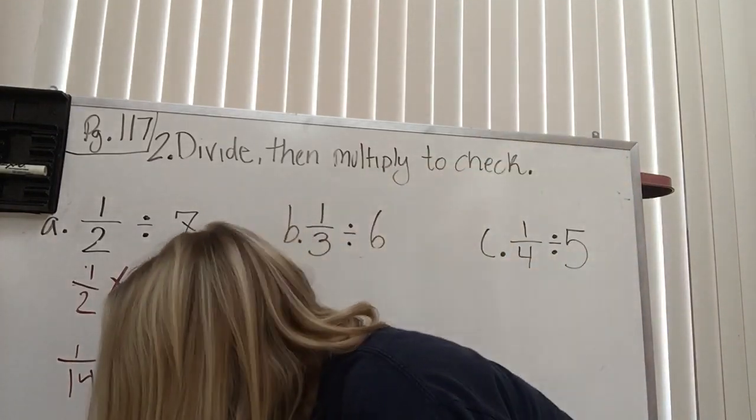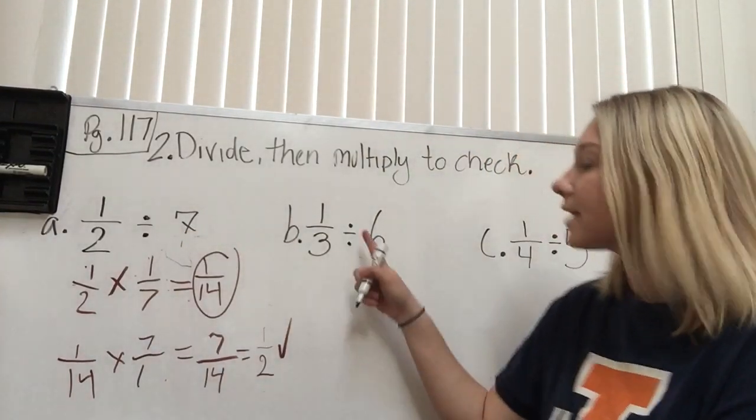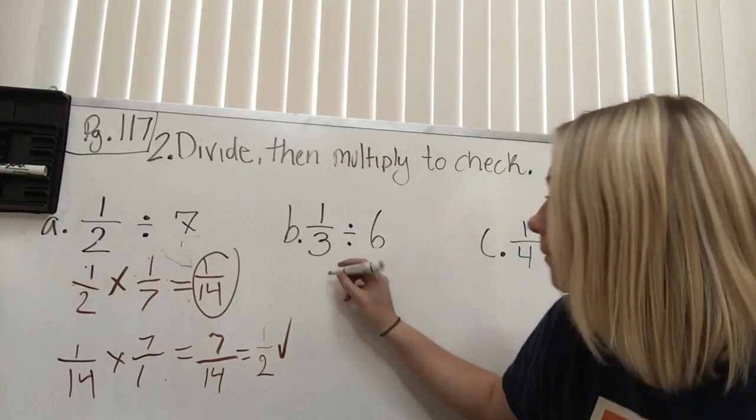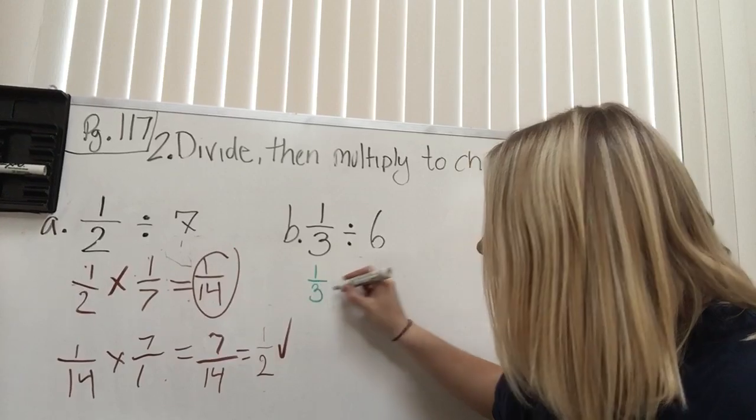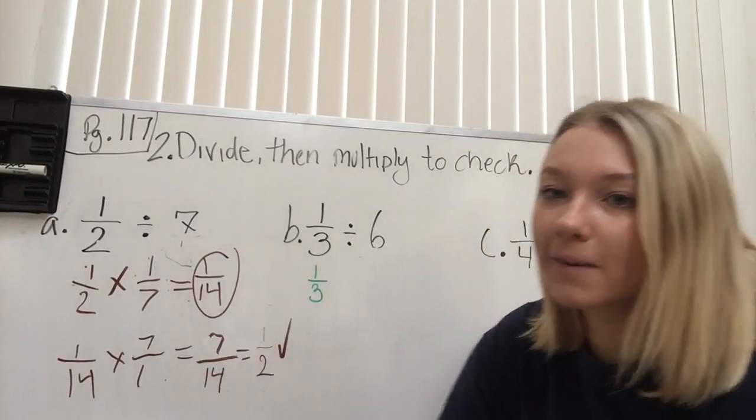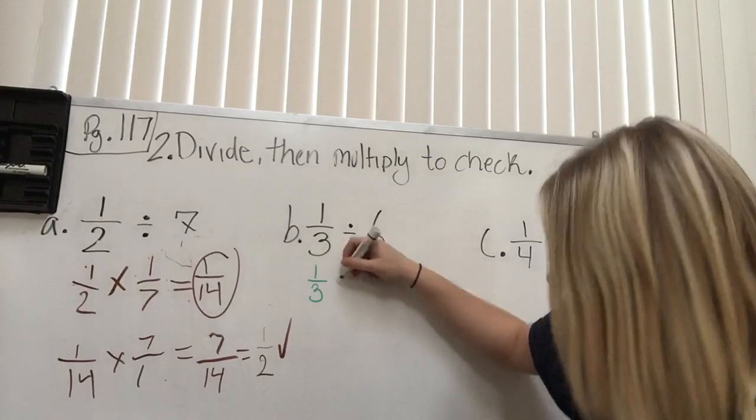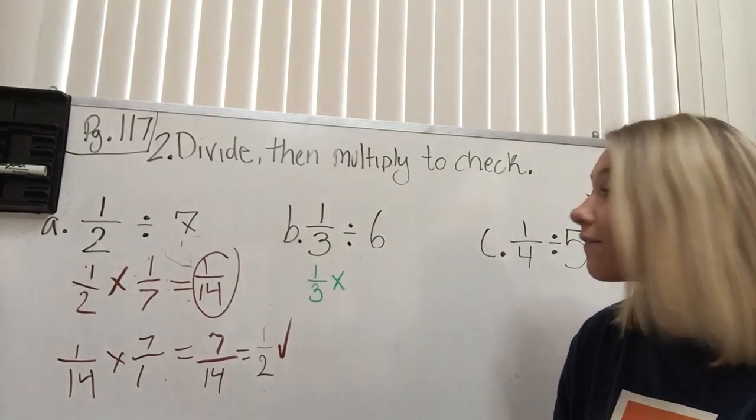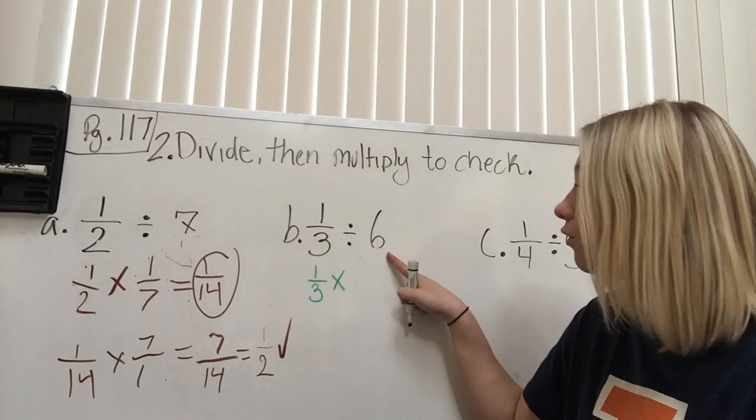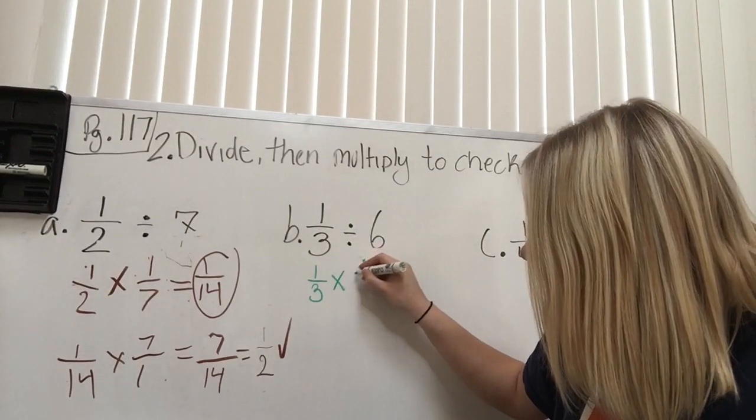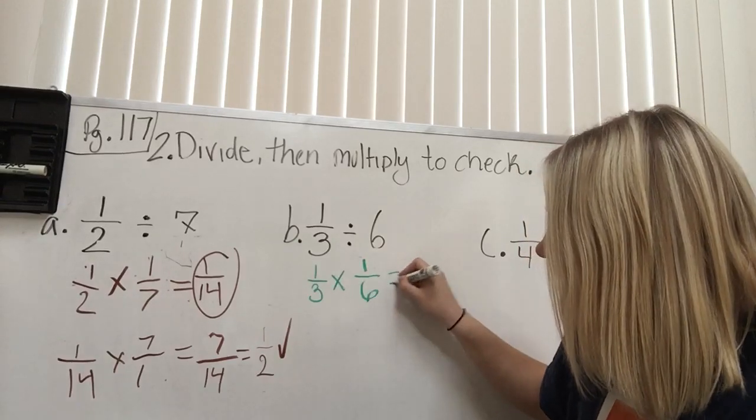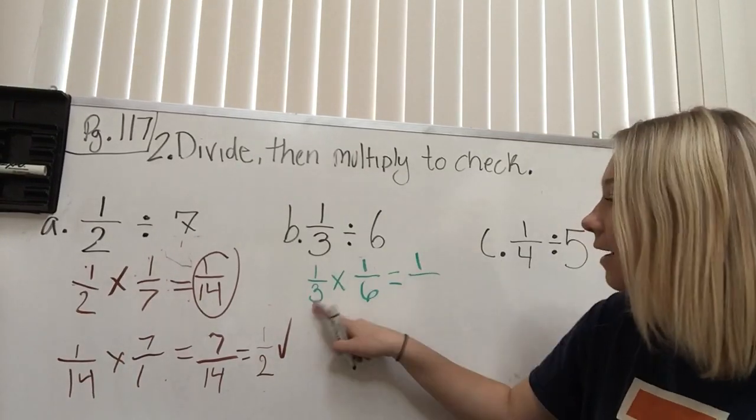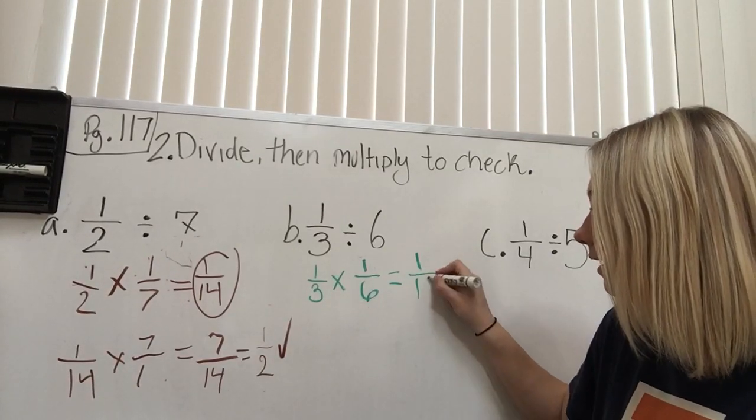Okay, so let's do the next one. It says 1/3 divided by 6. So I'm going to keep the first factor, 1/3. I'm going to change my sign into multiplication. And then I'm going to flip my second factor. So I have 6, or 6 over 1, and I'm going to change it to 1 over 6. And then again, we're just going to multiply across. 1 times 1 is 1, and 3 times 6 is 18.